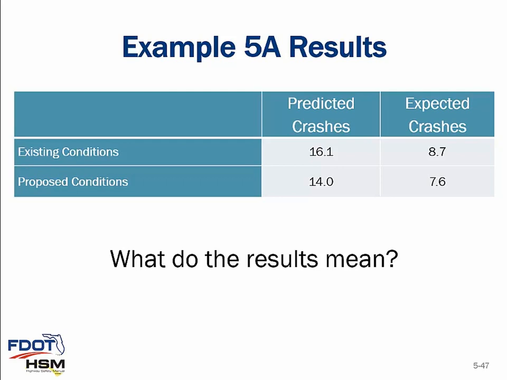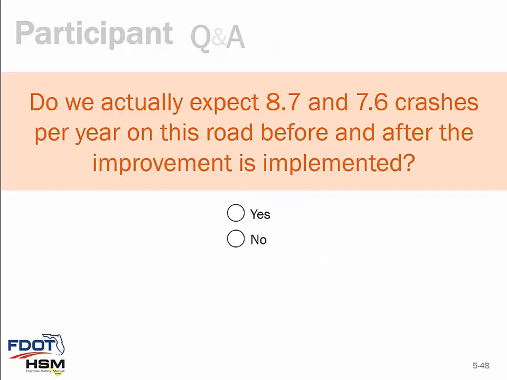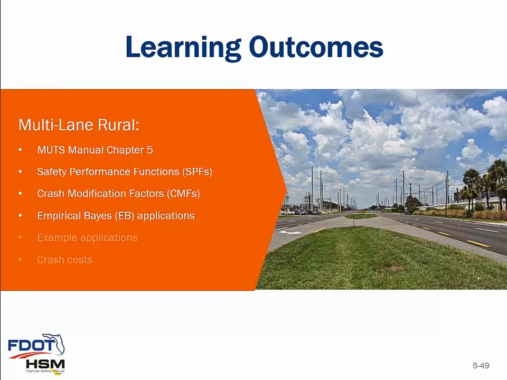But I'd like to ask you another poll question. Do we actually expect 8.7 and 7.6 crashes per year on this road before and after the improvement is implemented? Yes or no? So, again, reviewing our learning outcomes, we've now covered empirical Bayes methods, and we're going to get into some example application and get into crash costs in the forthcoming slides.